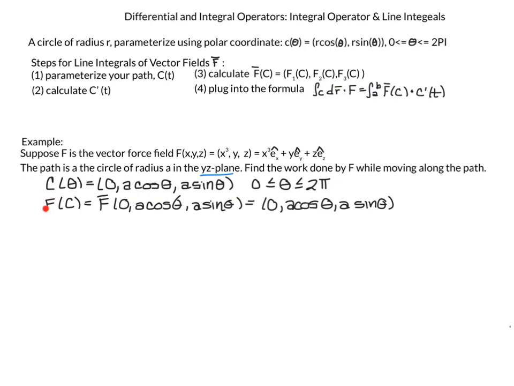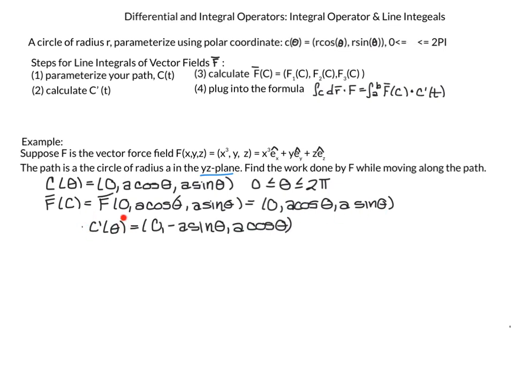The next thing I'm going to do is compose my f, I keep forgetting this, with my path c. To do this, I often like to write f and then put in the x, y, and z from c. So it's 0, a cosine theta, a sine theta, and then f is equal to x cubed in the x direction, and that's just 0 cubed. The next coordinate just picks the y coordinate, so a cosine theta, and then the last coordinate picks the z coordinate, so a sine theta. So this is f composed with c.